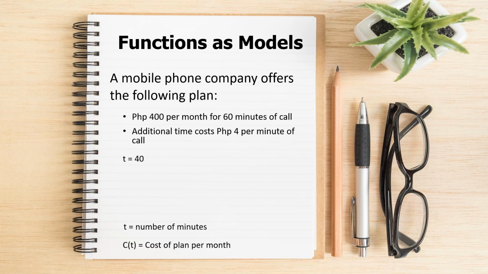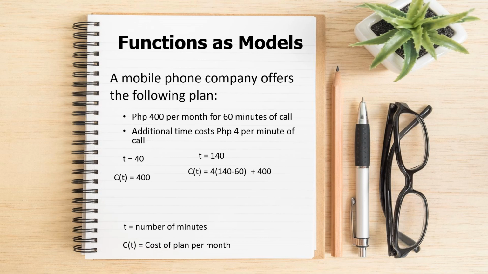What if you consume only 40 minutes? How much will you pay for your mobile phone? So C of T equals 400. Why? Because the plan is for 60 minutes. Since you consume only 40 minutes, you will still pay 400 pesos. What if you consume 140 minutes of call? How much will you pay for your mobile plan?